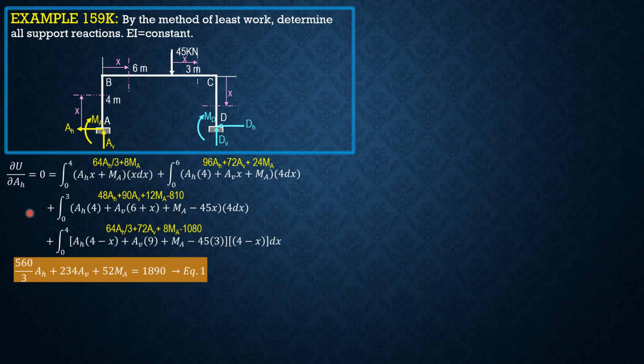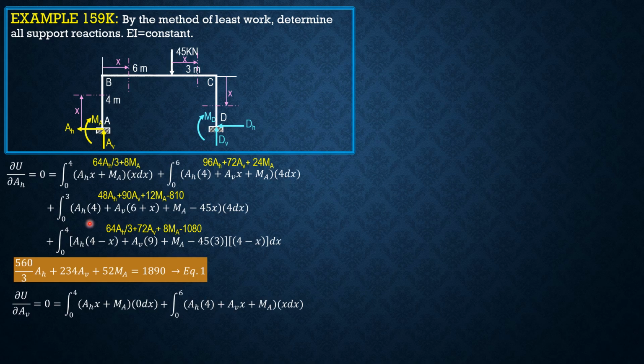For the second integral, partial of U with respect to the next redundant, AV, equals 0. Since there's no AV here, the derivative here is 0. So we copy the moment equation, we just replace this part, which is 0 dx. Copy, then this is x dx this time, 0 to 6. So copy the moment equation, then replace this by x dx.